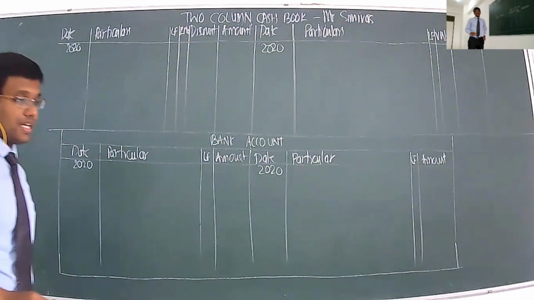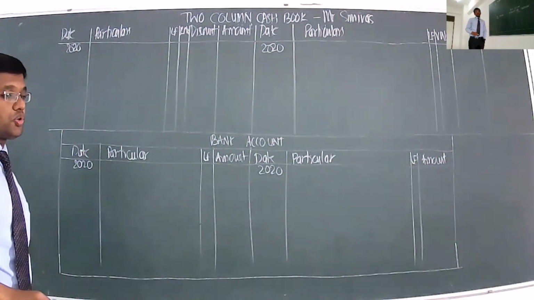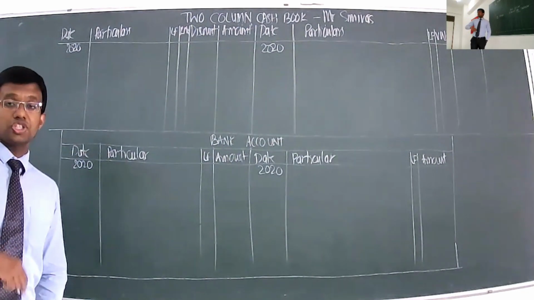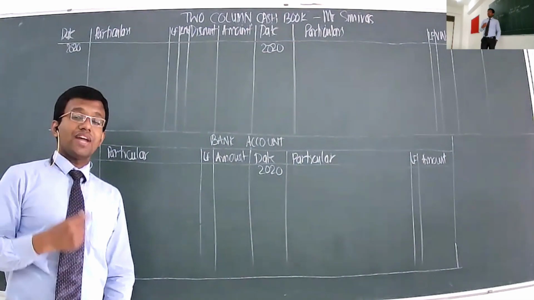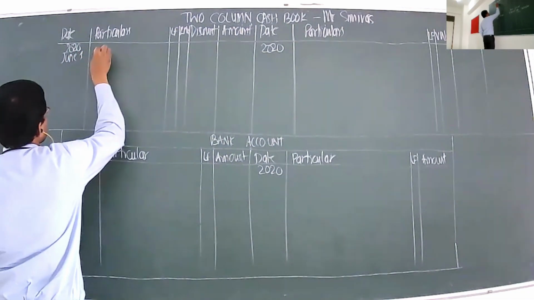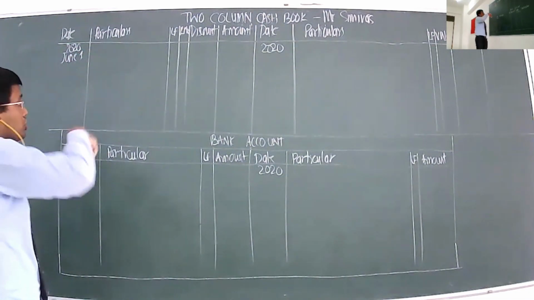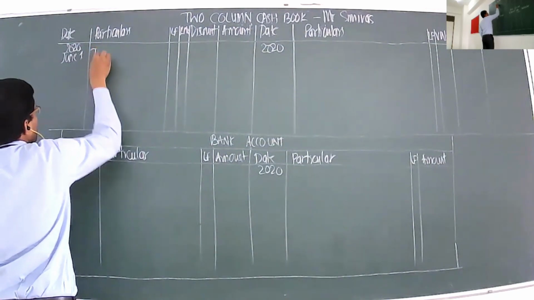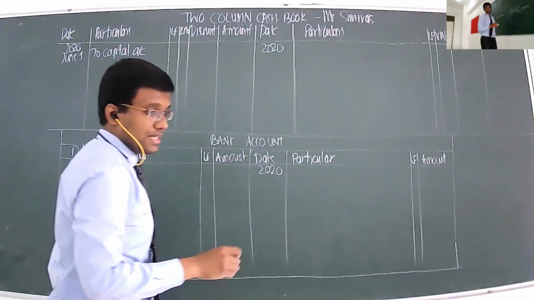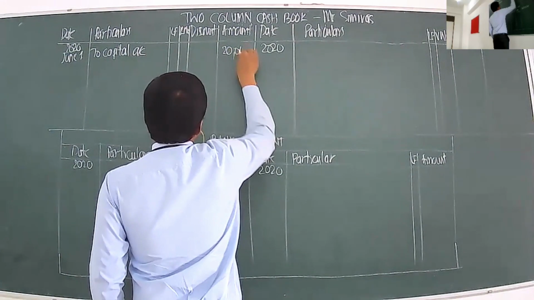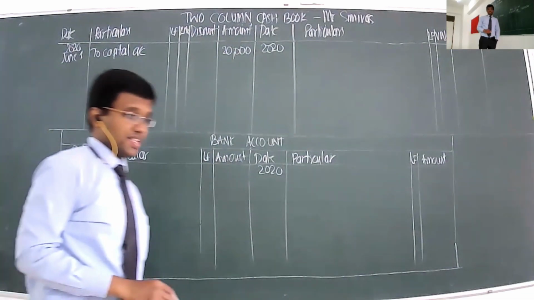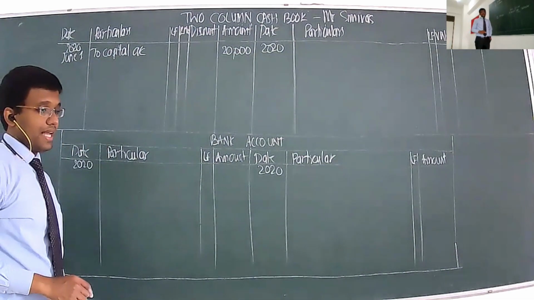The first transaction is: started a business with rupees 20,000 in cash. Remember, whenever you start a business with cash, that initial amount of money that you bring in is called capital. So on June 1st, cash is coming in. Why is cash coming in? To capital account, and the amount is 20,000. So we are done with the first transaction. Let us look at the next transaction.